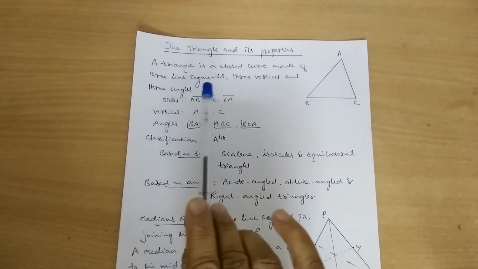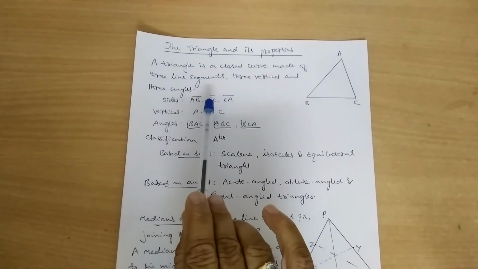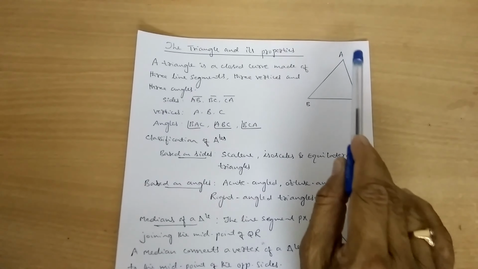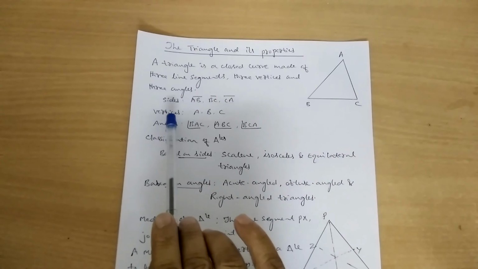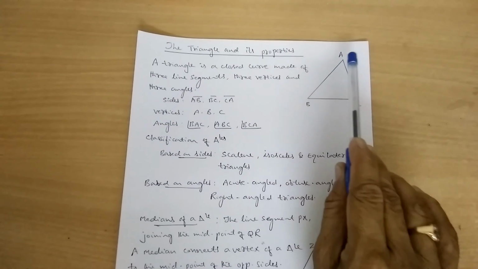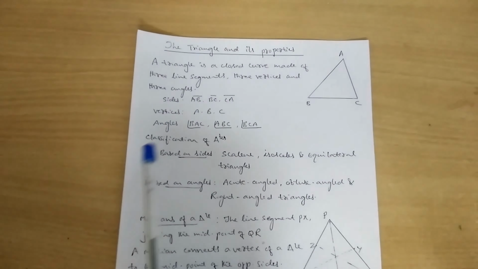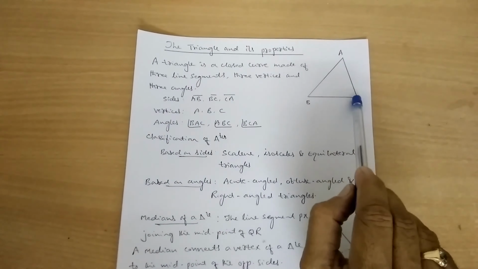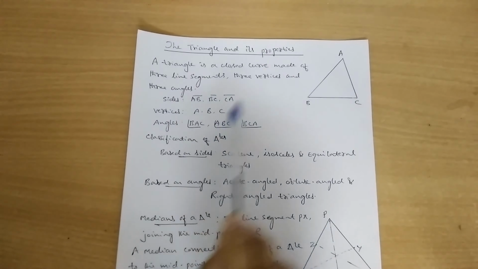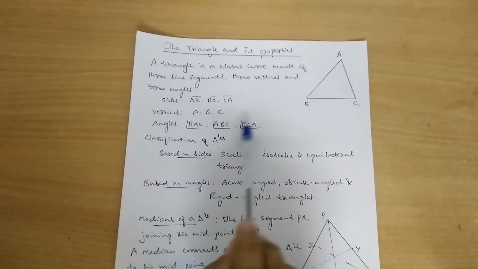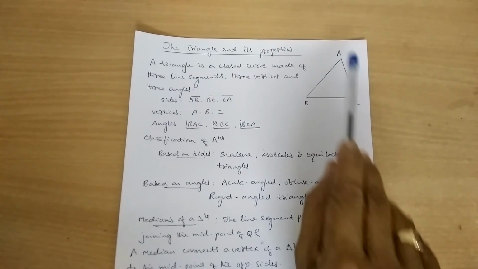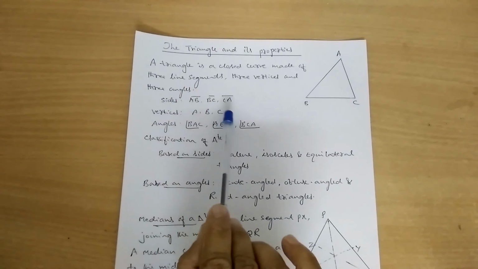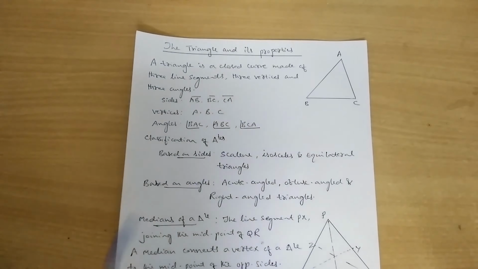So the three sides are AB, BC and CA. That is, AB is a side, BC is a side and CA is the third side. And the vertices are the end points A, B, C. And the three angles are angle BAC, angle ABC, and angle BCA. So that means a triangle has three sides, three vertices and three angles.